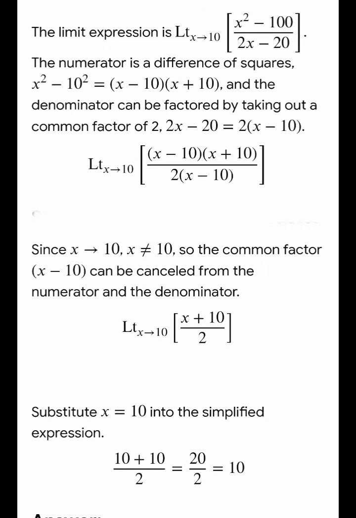So this can be rewritten as limit x tends to 10, (x minus 10)(x plus 10) divided by 2 into (x minus 10). Since x tends to 10, x is not equal to 10. So the common factor x minus 10 can be cancelled from the numerator and the denominator. That means limit x tends to 10, (x plus 10) divided by 2. So substituting the value of x equal to 10, here we can write (10 plus 10) by 2, that is equal to 20 by 2. So the answer is 10.